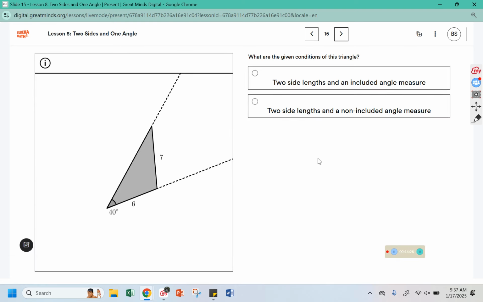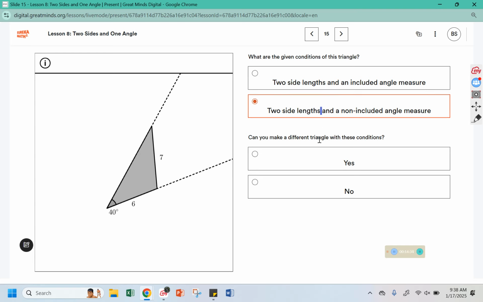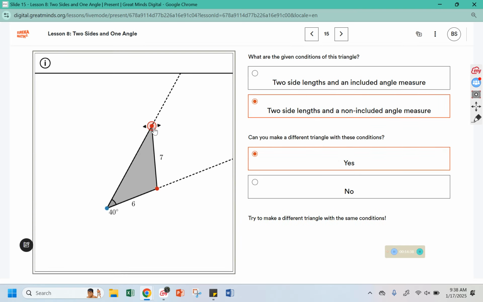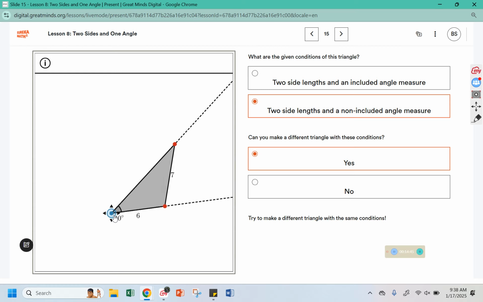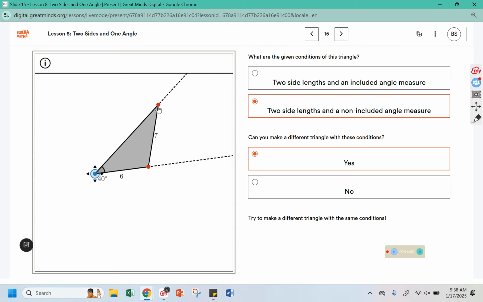What are the given conditions of this triangle? We have 2 side lengths and a non-included angle. Can you make different ones with these conditions? Yes. Well, if I can't move the 6, then no. But if I could swap the 6 to be here, I would be able to make a different one.